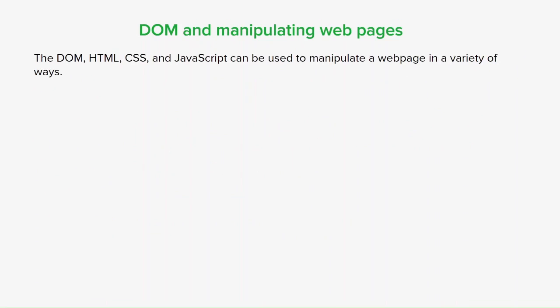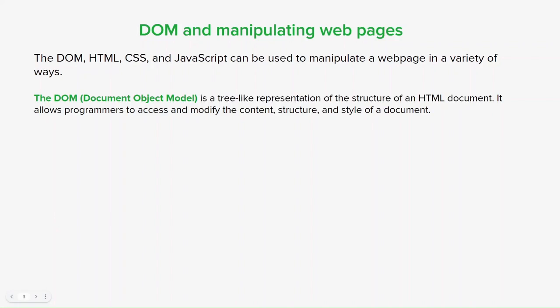So how does it work with manipulating web pages? The DOM, HTML, CSS, and JavaScript are all used together, and they can be used to manipulate a web page in a variety of different ways. The DOM is a tree-like representation of the structure of HTML elements, and it allows programmers to access and modify the content, structure, and style of a document.